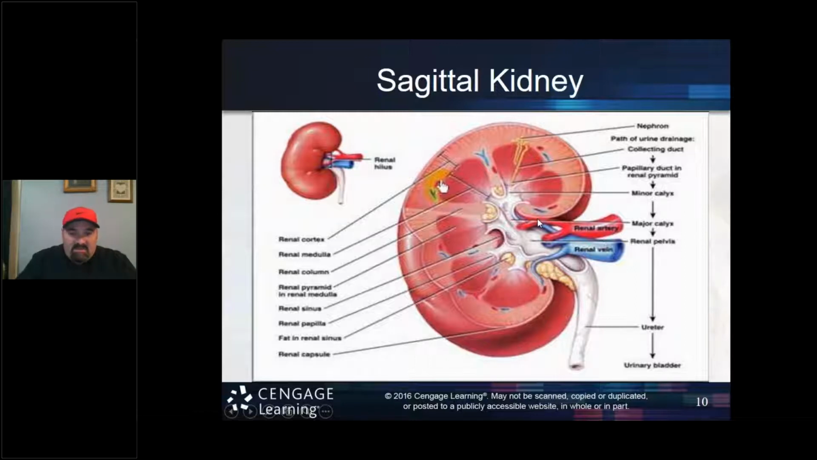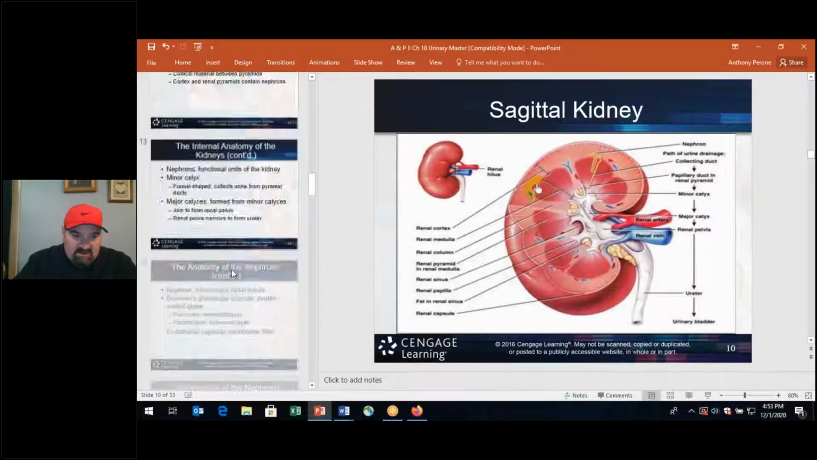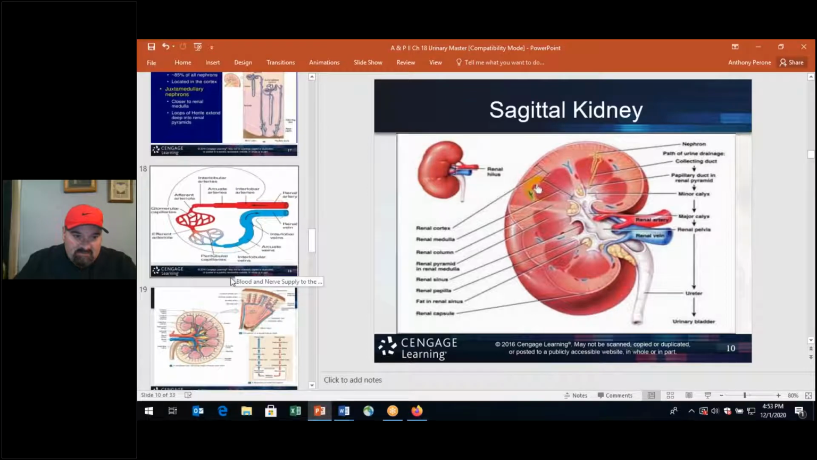I'm going to post this new image in documents and resources because I like that it also shows you the renal column. This is a term that I've not mentioned to you before, but I want you to know this term, the renal column. So there are columns between the pyramids. And recall I said to you that the blood vessels pass between each of the pyramids. So let's find that image here. Here we go.